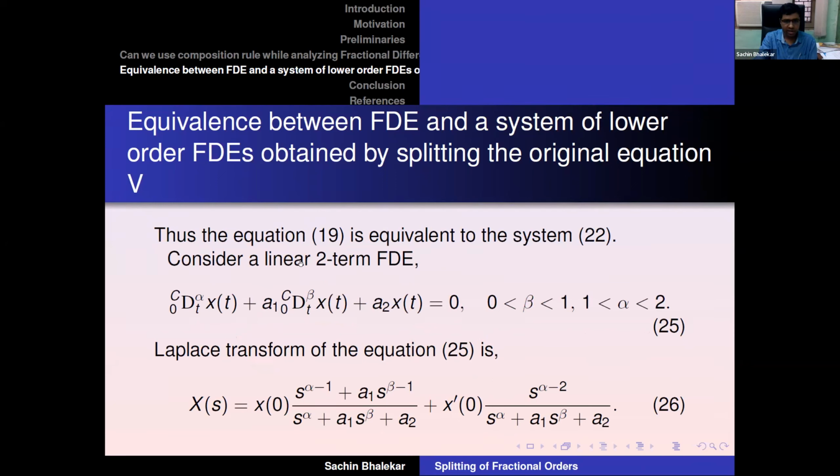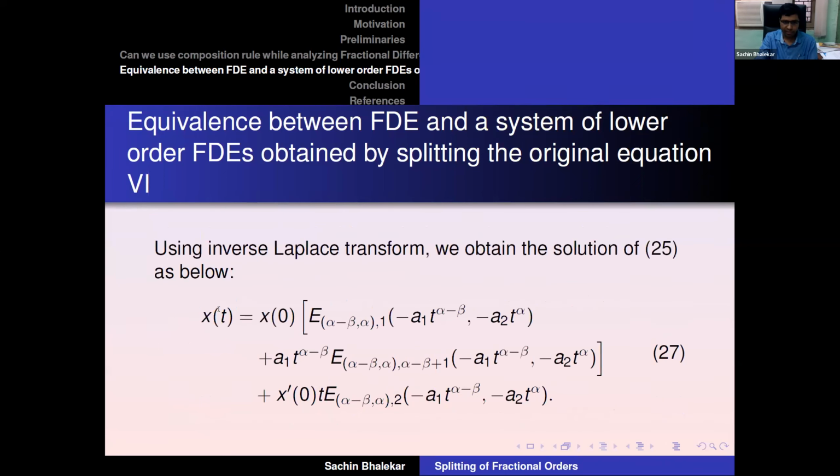Now next we consider a linear two-term fractional differential equation, where we consider two derivatives. One is of order α, another is of order β. β is between 0 and 1, α is between 1 and 2. The Laplace transform of this equation gives X(s) as given by this equation 26. Now we split and take the Laplace transform. So this is our solution using routine methods.